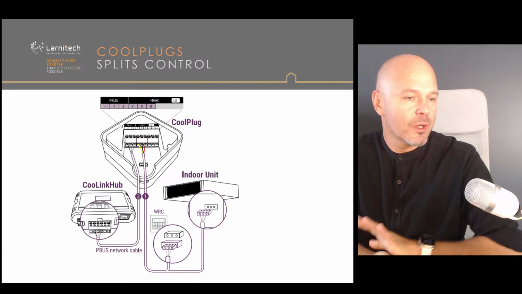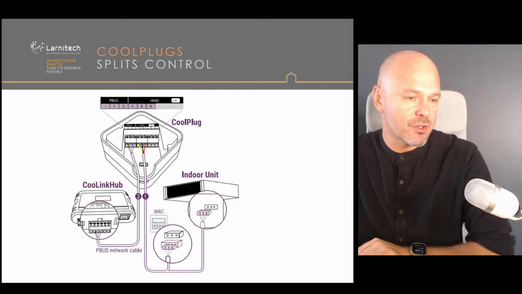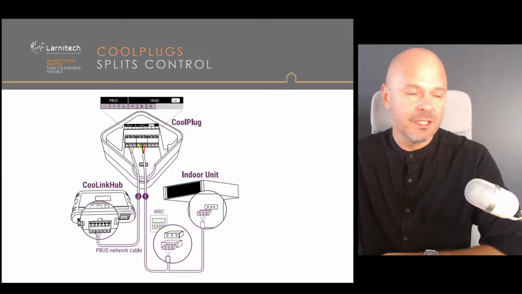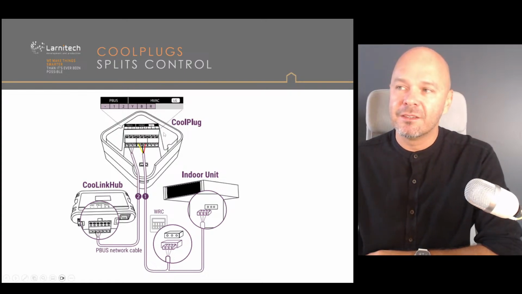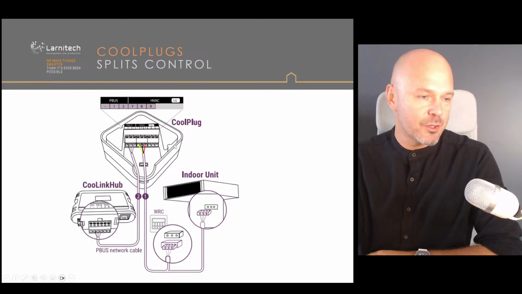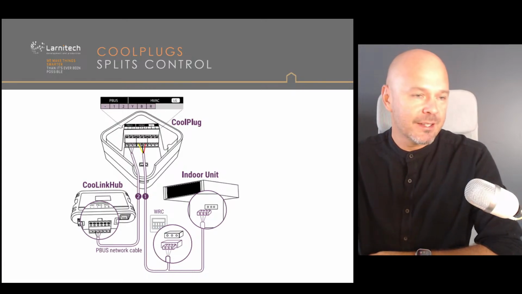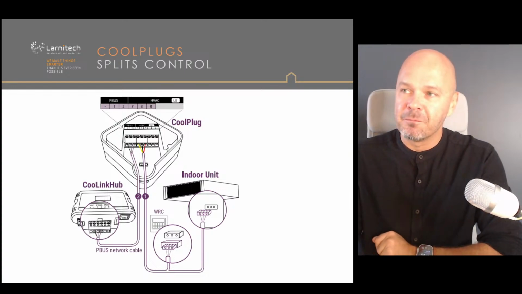I see the question: when we replace the thermostat with Smarthome, how do we detect the temperature? All these options include detection of temperature. For example, when you connect the CoolPlug, you get the temperature which is detected by the AC. And the AC can have a wired remote with a temperature sensor. The AC can have a temperature sensor inside the air intake.